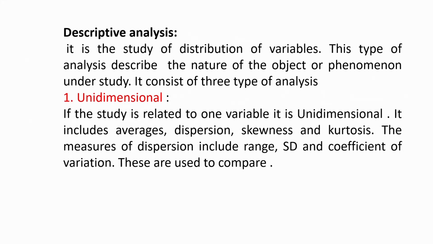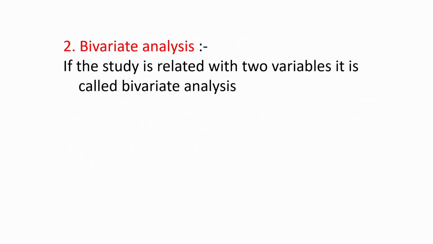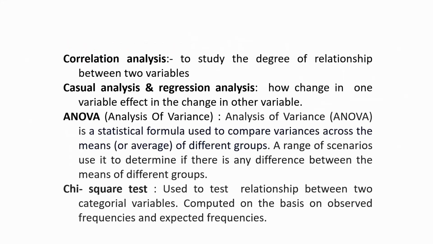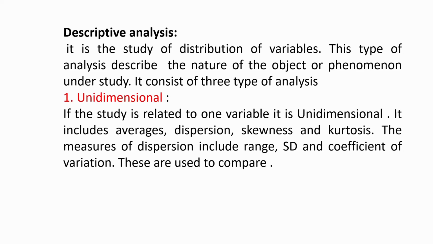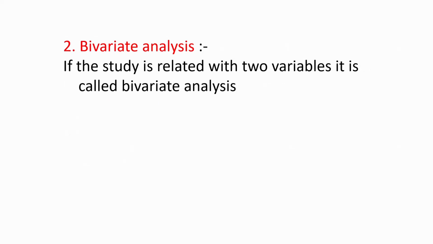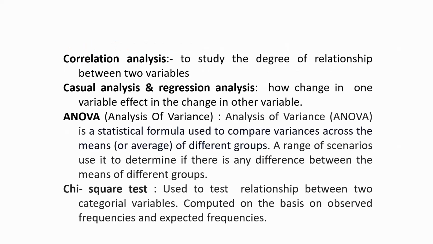There are three types of descriptive analysis: unidimensional, in which only one variable is used; bivariate, in which two variables are included. In unidimensional, there is only one variable included. If you are taking only one variable, for example, price, demand, like that is unidimensional. In bivariate, we are taking two variables. Suppose yield, rainfall, temperature. If you are taking like that, it is bivariate analysis.